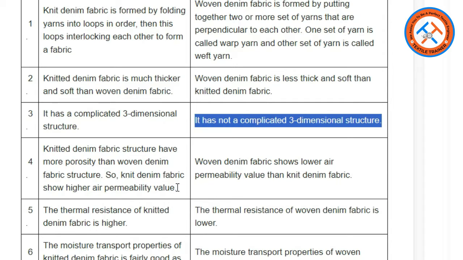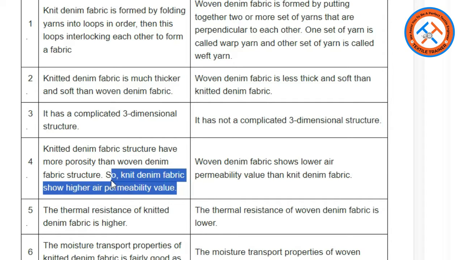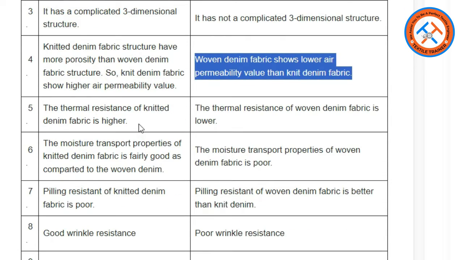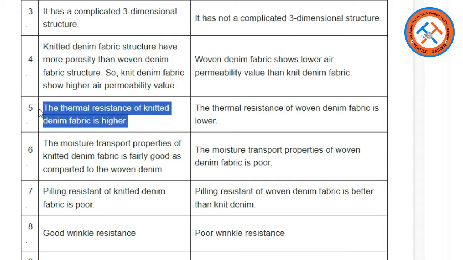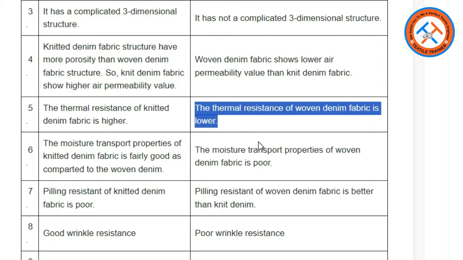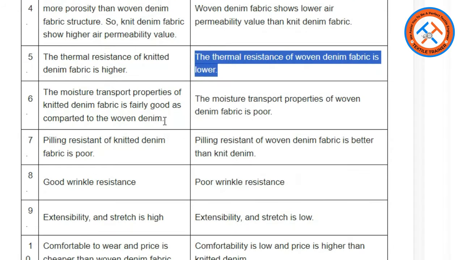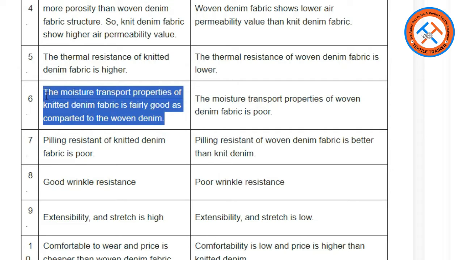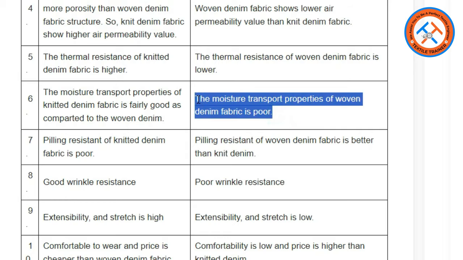Number 4. Knit denim fabric shows higher air permeability, but woven denim fabric shows lower air permeability. Number 5. The thermal resistance of knit denim fabric is higher, but the thermal resistance of woven denim fabric is lower. Number 6. The moisture transport properties of knit denim fabric are fairly good, but the moisture transfer properties of woven denim fabric are poor.